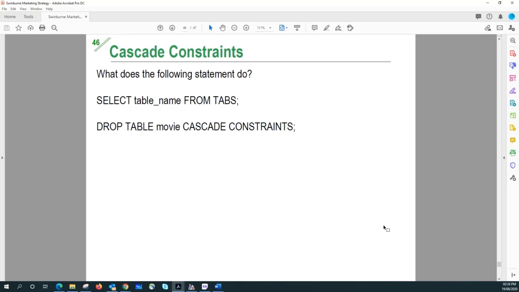Cascade constraints. Now remember, when trying to create the tables, you first create the main entities, right? Strong entities first, weak entities second. In other words, we create the parents first, kids second, right? So if I want to delete a parent, first we need to delete the kids. We need to kill the kids before killing the parents. So that is the rule.